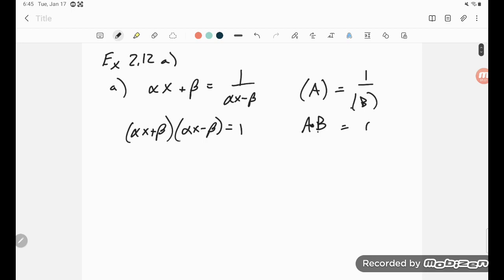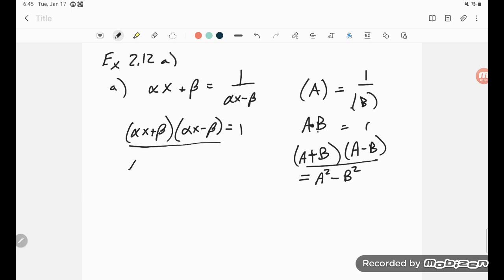And now, as I look at this, I could write out the whole thing, but what I noticed is, again, I have something like an A plus B times an A minus B. And what I know is if I take a form like that and multiply it together, I get A squared minus B squared. Okay, so when I multiply this side together, I'll get an alpha x quantity squared minus a beta squared equals 1.